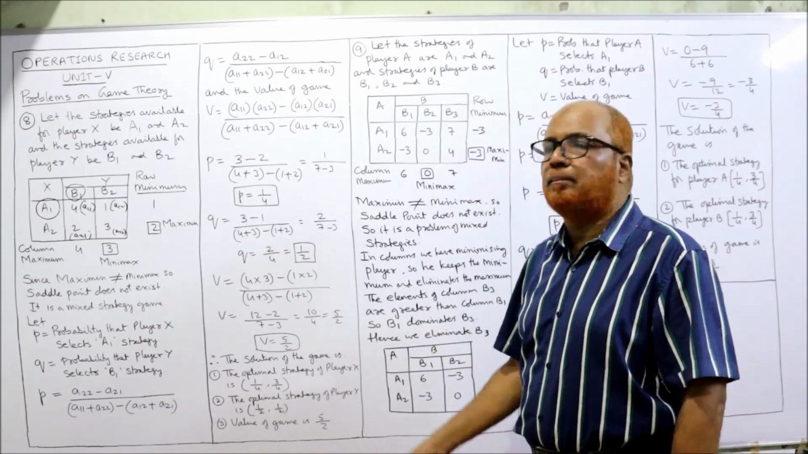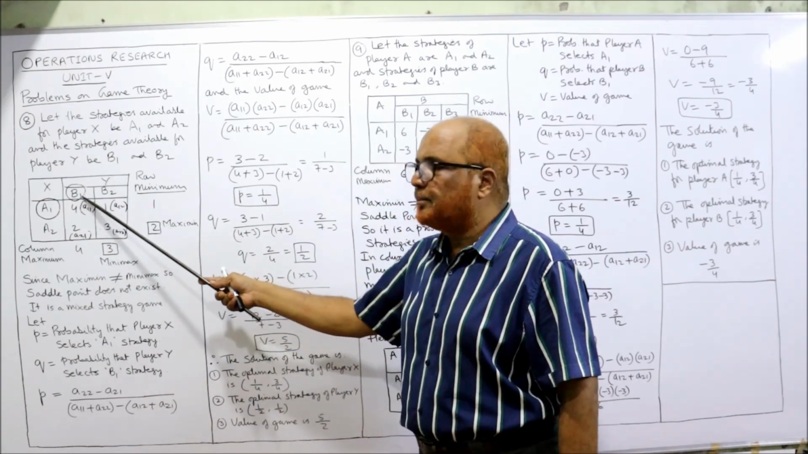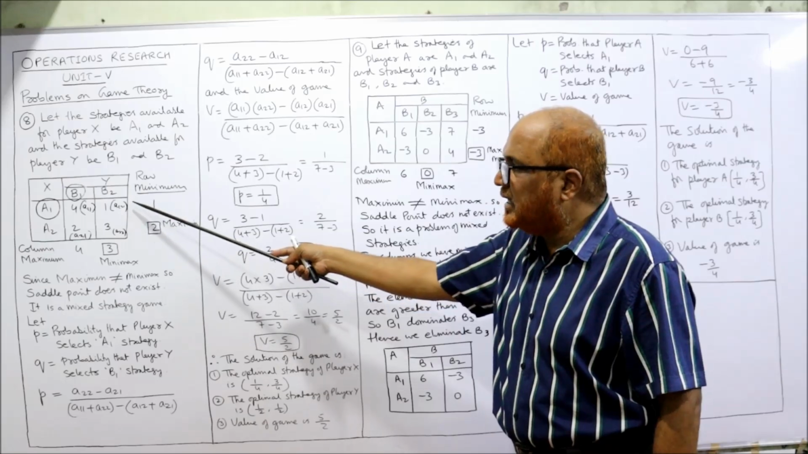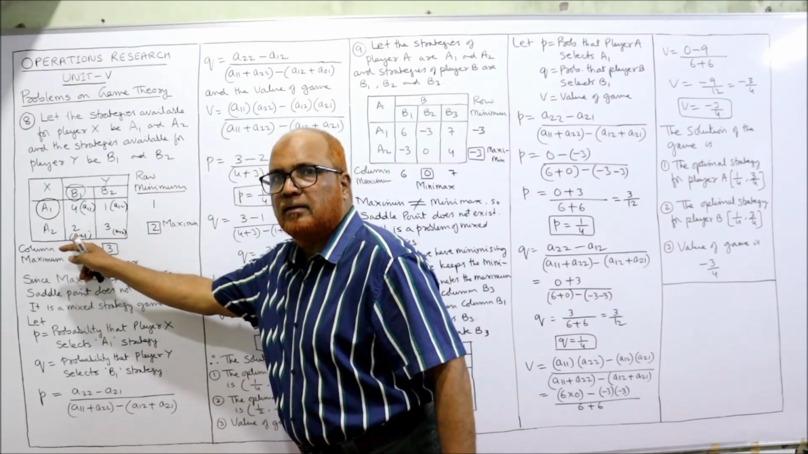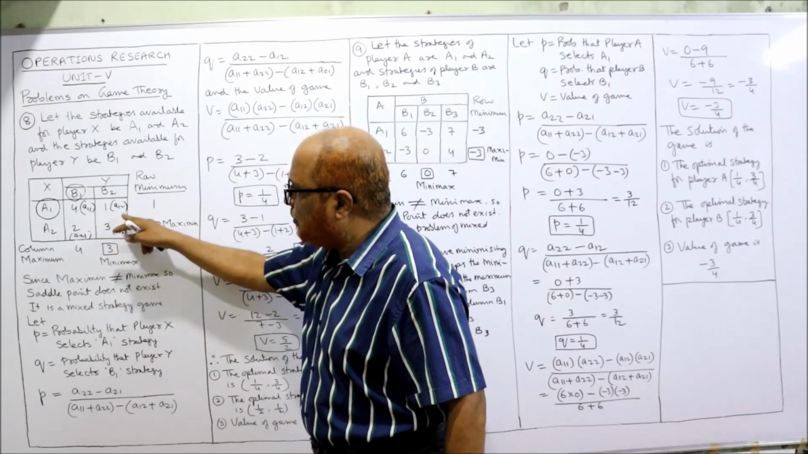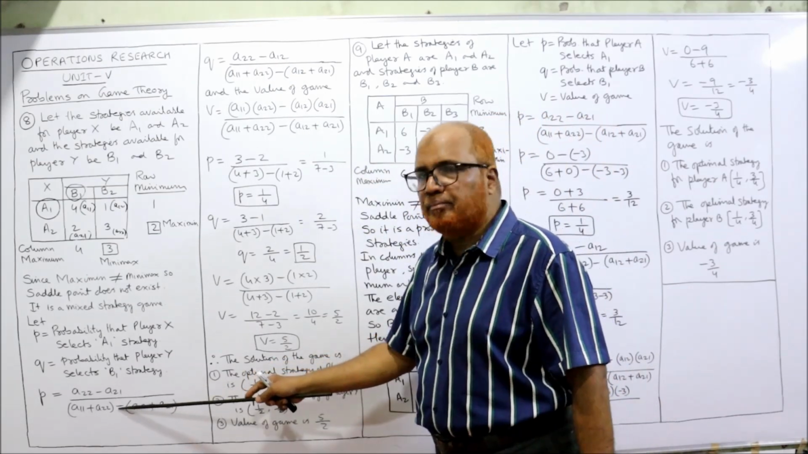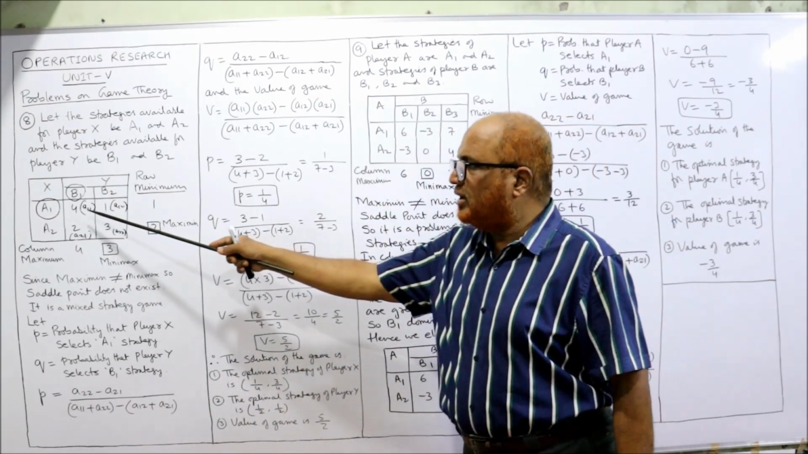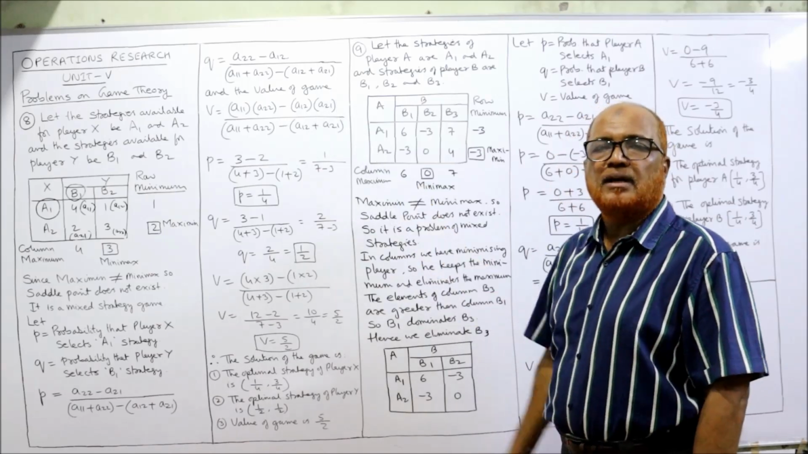Now Q. Q is the probability that player Y will select B1. So how to find out Q? Q is equal to A22 minus A12. See here, in the numerator for P we took A22 minus A21; like this we calculated for rows. For columns, A22 minus A12. The denominator is the same as what we took for P: A11 plus A22 minus A12 plus A21. That's it. Q completed.